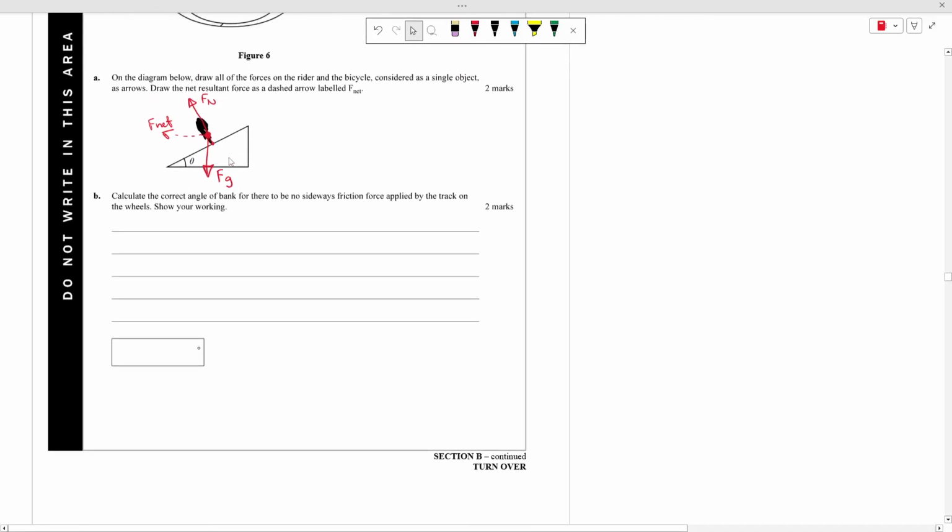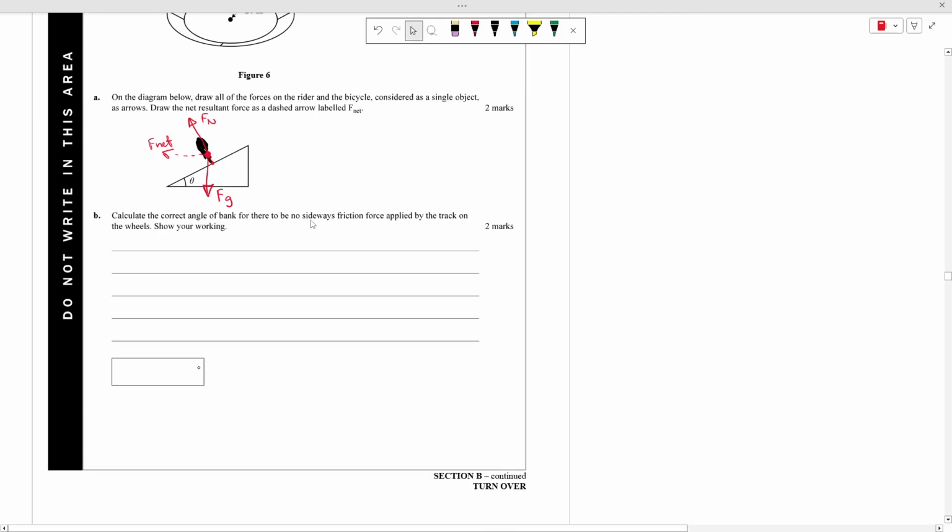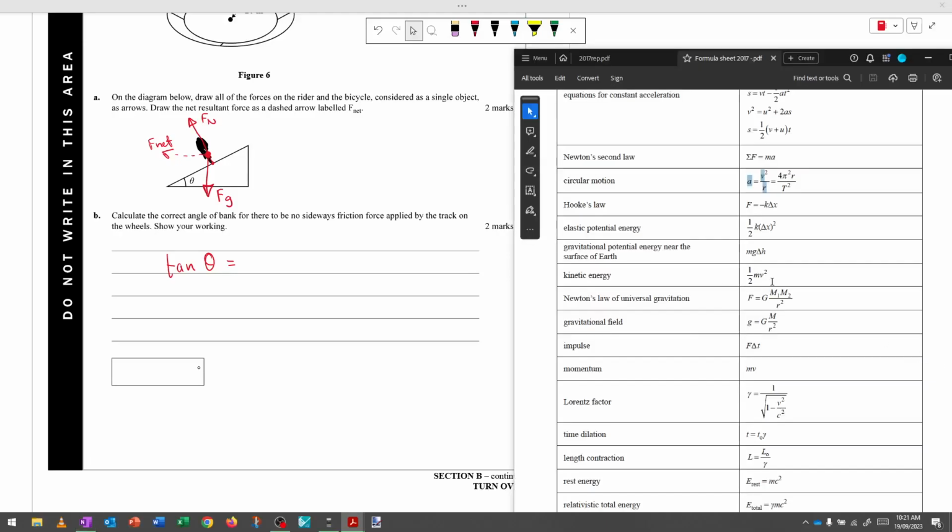Part B. Calculate the correct angle of bank for there to be no sideways friction applied by the track on the wheels. Show your working. Now, there is a formula that just calculates this straight away, and that formula is tan theta equals, oh, now it eludes me what it is. It might be in the formula sheet. Let me see if I can derive it.